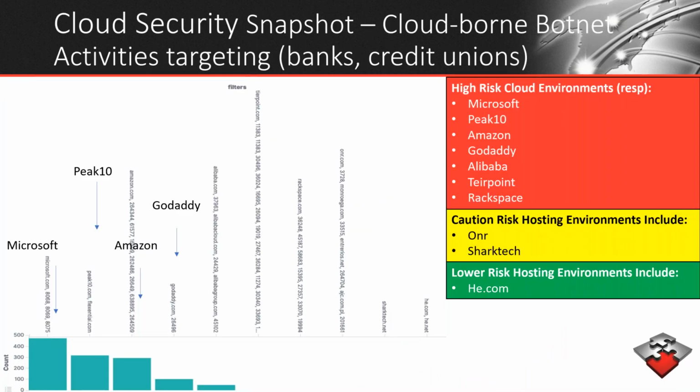In cloud security, we see botnet activity consistent with prior trending. Microsoft is now on top, with Amazon, GoDaddy, and Alibaba rounding out the top 5, based on current botnet detections. ONR and SharkTech remain at the lower risk caution level, with HE again in the green area there.